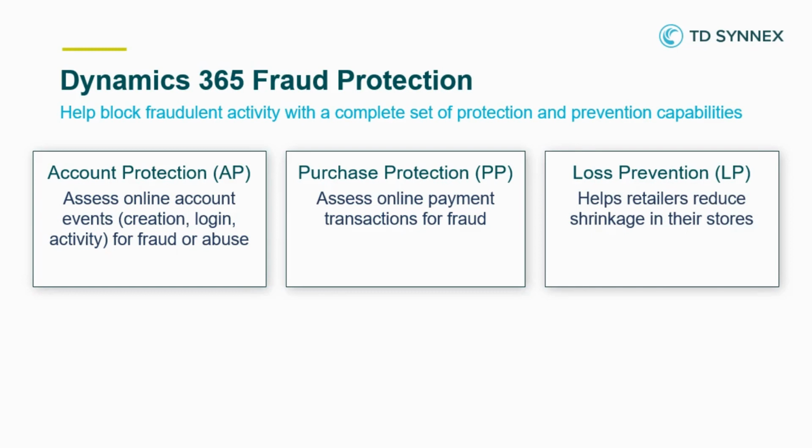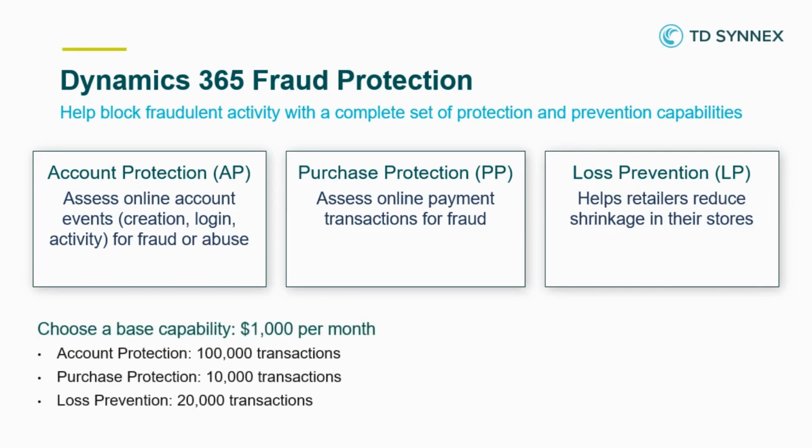So how's it licensed? Well, first of all, you choose a base capability, licensed per tenant per month, and that includes a number of monthly transactions. If you license account protection, it includes 100,000 account protection transactions. If you license purchase protection, it includes 10,000 purchase protection transactions. And if you license loss prevention, it includes 20,000 loss prevention transactions.